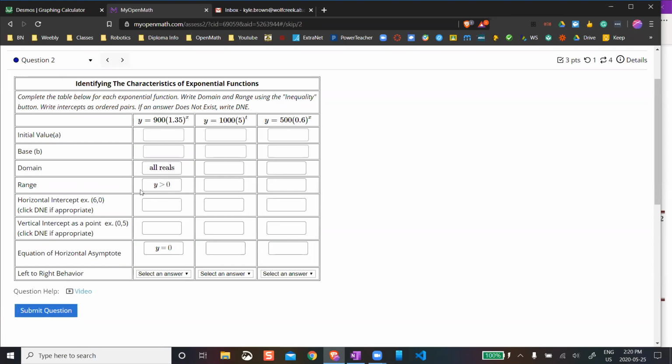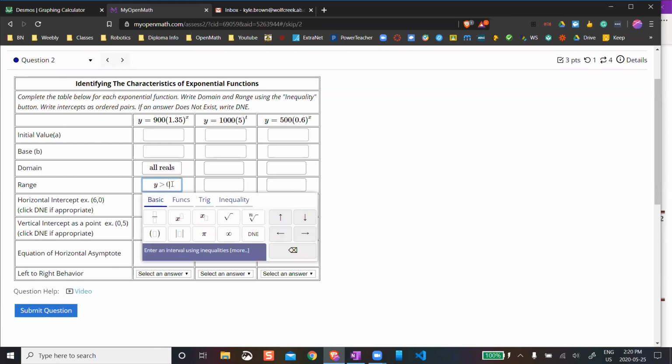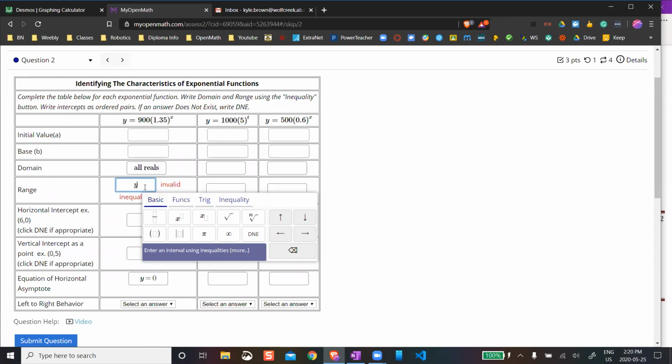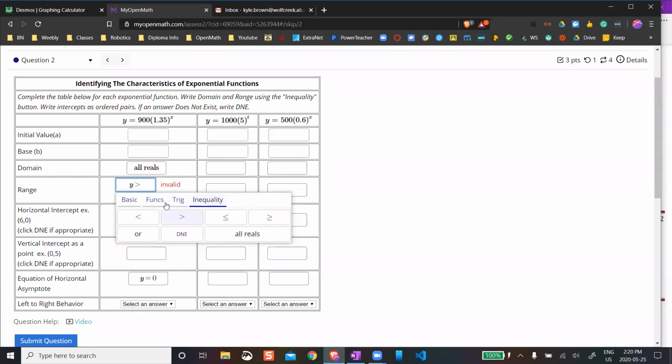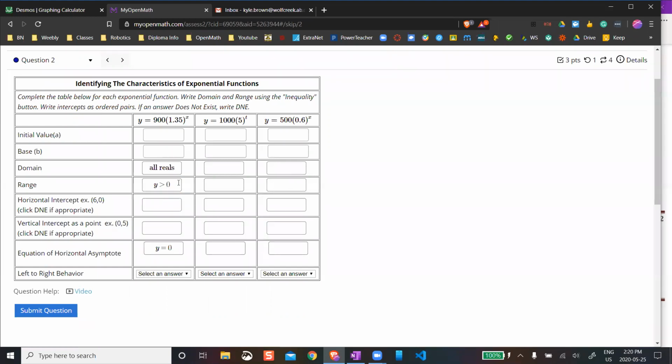Yours won't be filled in, but it would look something like this, right? So again, you'd have to type in y because range is dealing with y. And it says it understands whether or not it's a valid inequality or not. So right now it's y, and then I got to go over to the inequality signs and use the right one, right? So in this case, it'd be y is greater than 0. And then it'll tell me, yep, that makes sense.